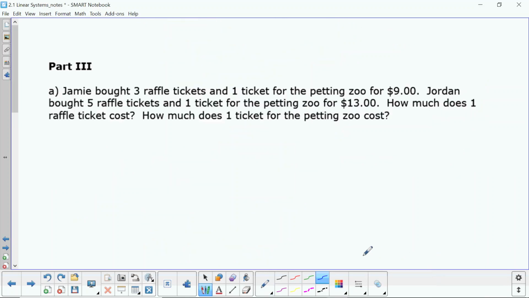And now in part 3, we are going to practice using the substitution method to solve a linear system. So first thing, the equation is not given. We are going to read the question and see how we are able to set up the equation.